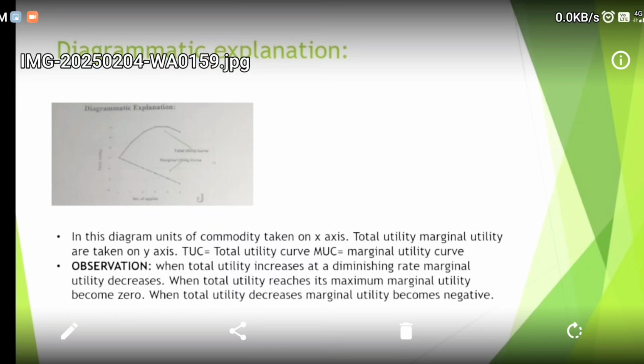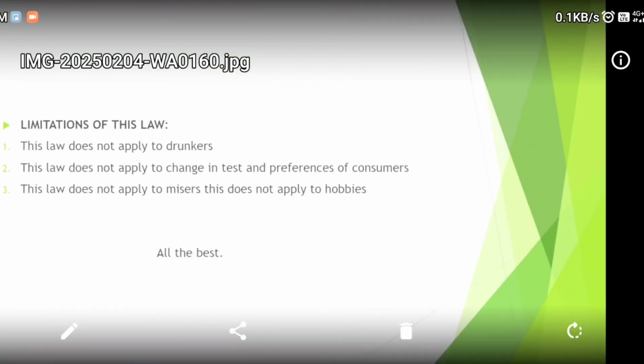There are 3 observations in the above diagram. When total utility increases at a diminishing rate, marginal utility decreases. When total utility reaches its maximum, marginal utility becomes 0. When total utility decreases, marginal utility becomes negative. These are the 3 observations in the above diagram.